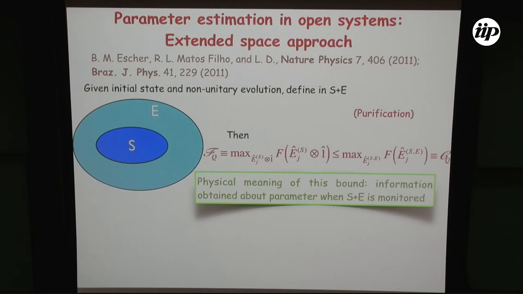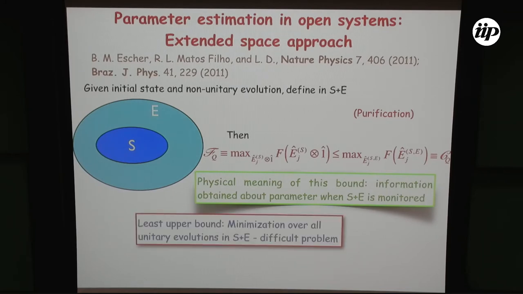Now, the physical meaning of this bound is that it represents the information obtained about the parameter when S plus E is monitored. And of course, we are interested in the least upper bound. So we are interested in minimizing this upper bound over all possible unitary evolutions, because then we are sure that we are getting closer to the quantum Fisher information of the system. So again, it's a heck of a problem, right?